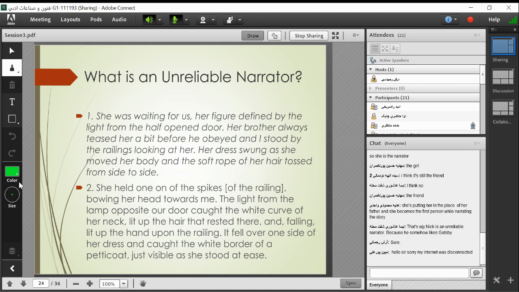She was waiting for us, her figure defined by the light from the half-open door. Her brother always teased her a bit before he obeyed, and I stood by the railings looking at her. Her dress swung as she moved her body.